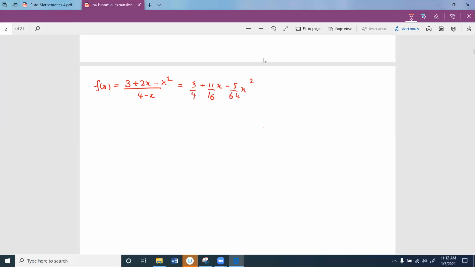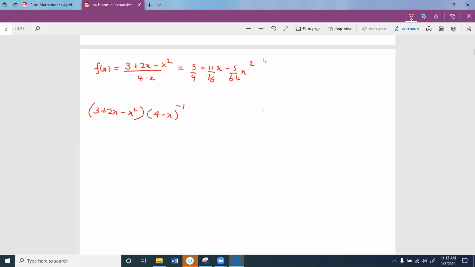So initially, while keeping this as it is, you cannot apply the binomial expansion. You can see that the numerator is kind of bigger than the denominator. You can also write this in this format: 3 plus 2x minus x squared times 4 minus x, the whole thing to the power minus 1. This is not a binomial expansion, this is just an already expanded version. Therefore, we have to operate on this first.